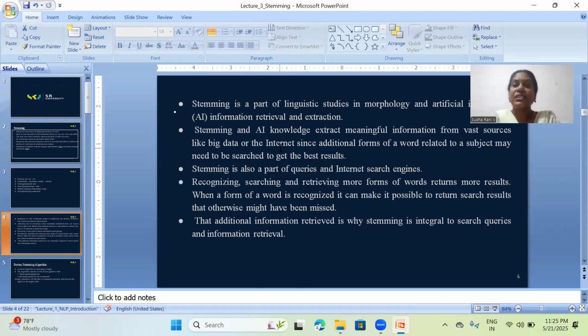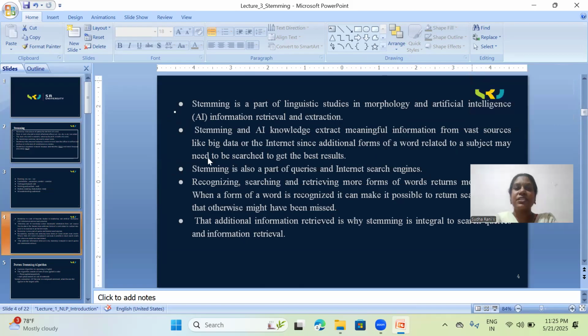Stemming is a part of linguistic studies in morphology and artificial intelligence, information retrieval and extraction. Stemming and AI knowledge extract meaningful information from vast sources like big data or the internet, since additional forms of a word related to a subject may need to be searched to get the best results. I will tell this point by taking a live example.